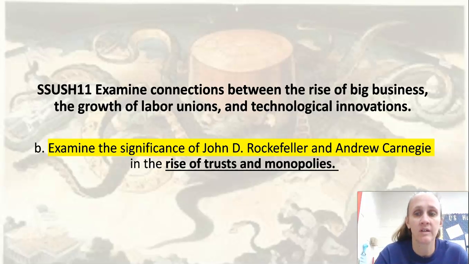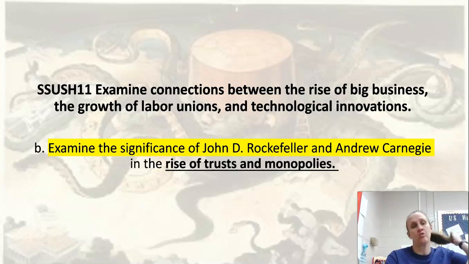So we're going to touch on Standard 11b, and we've looked at the big businesses. We've looked at how the expansion of the railroads has impacted businesses. Now what we're going to do is look at the guys who are in charge of those big businesses and how they got to where they are.